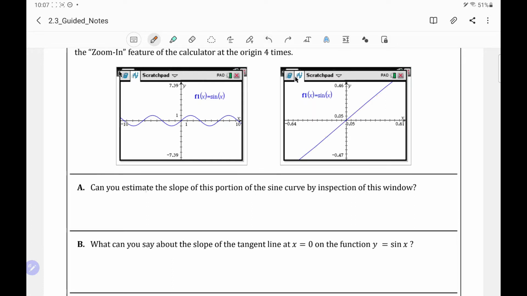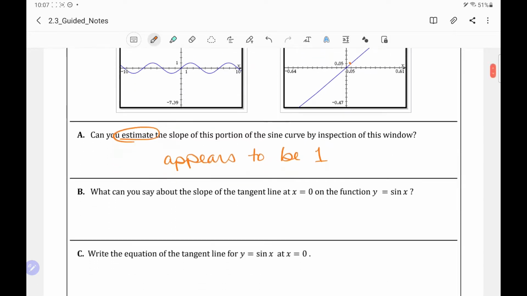Now notice we're just estimating. We're not trying to get the exact. It looks like there's a point about right here, 0.05 and 0.05. And so I feel like that's a pretty good estimate that it appears to be a slope of 1. Now, since it's an estimate, if you have a different answer, as long as we're reasonably close to each other, that's fine. What can you say about the slope of the tangent line at x equals 1 on the function y equals x?